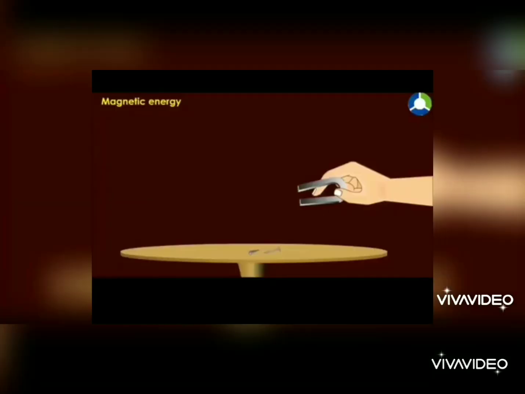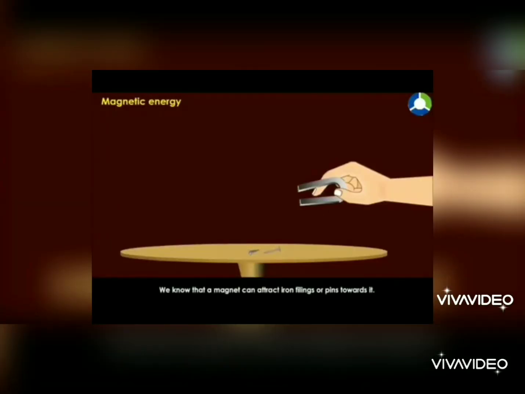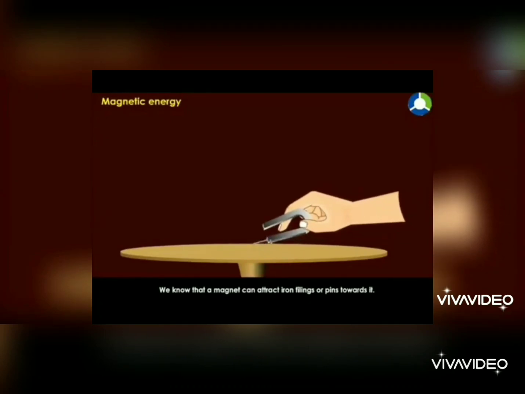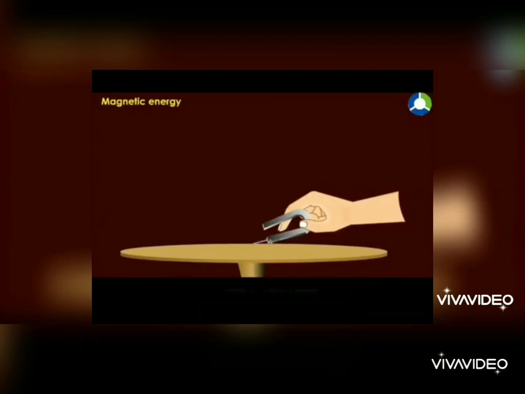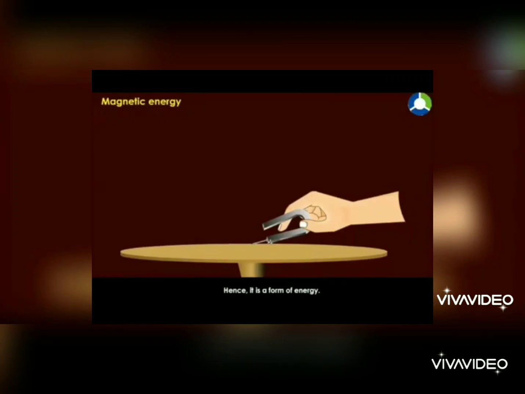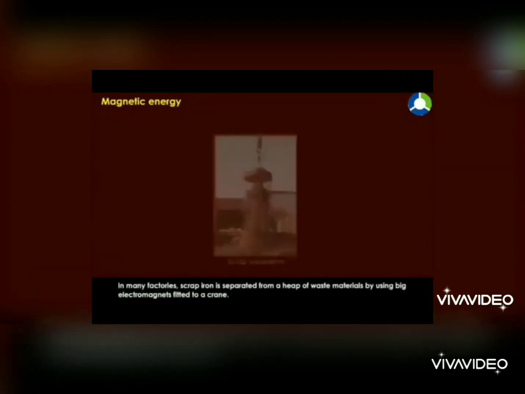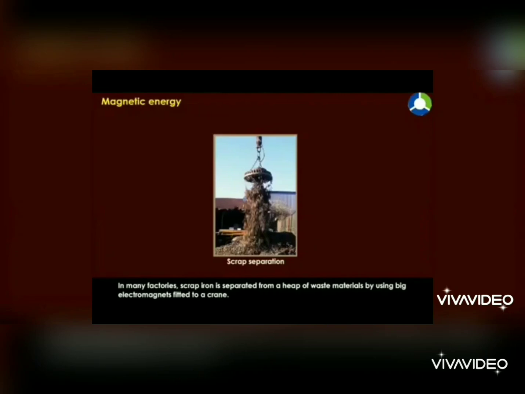Now, we will see another form of energy, and that is magnetic energy. We know that a magnet can attract iron filings or pins, hence it is a form of energy. It is used in many factories to load scrap iron and separate a heap of waste material by using a big electromagnet fitted to a crane.